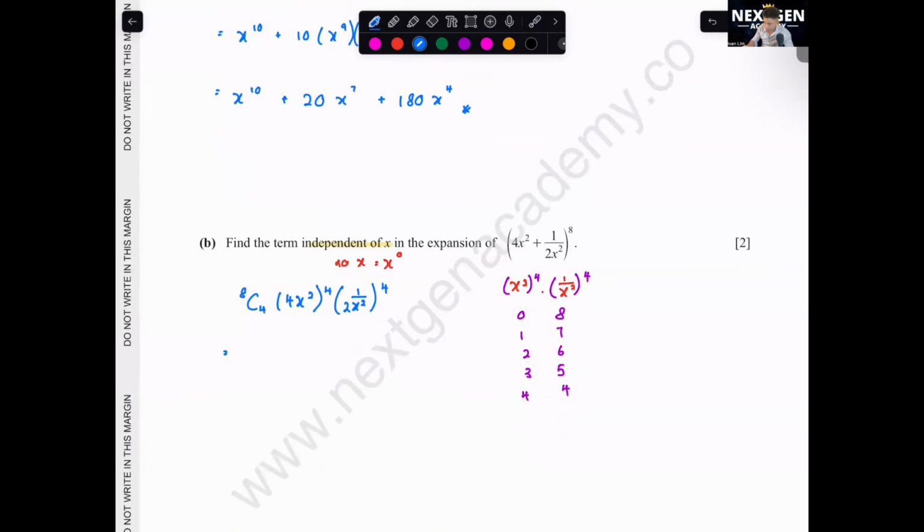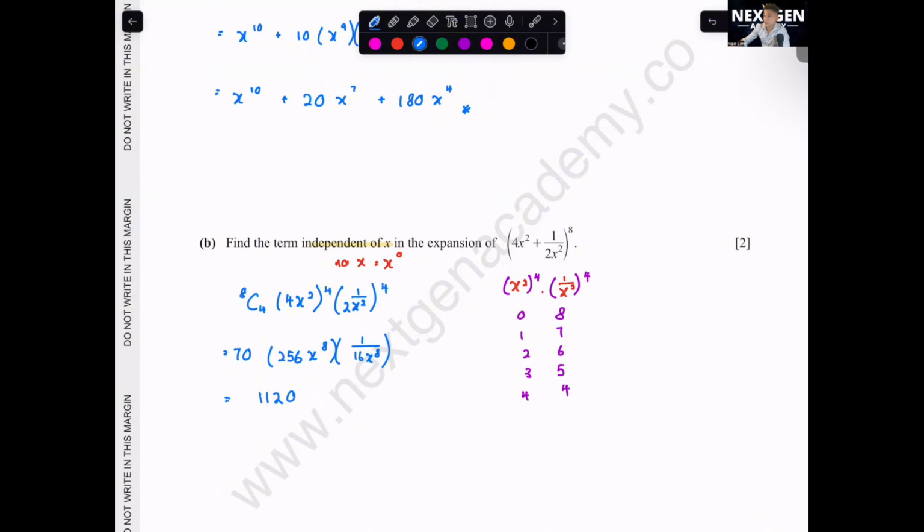This will be 70 times 256 x to the power of 8 times 1 over 16x to the power of 8. Okay, x to the power 8 and 1 over x to the power 8 will cancel off. Then you just take all the values: 70 times 256 divided by 16. You get 1120. I think this is a relatively easy question.